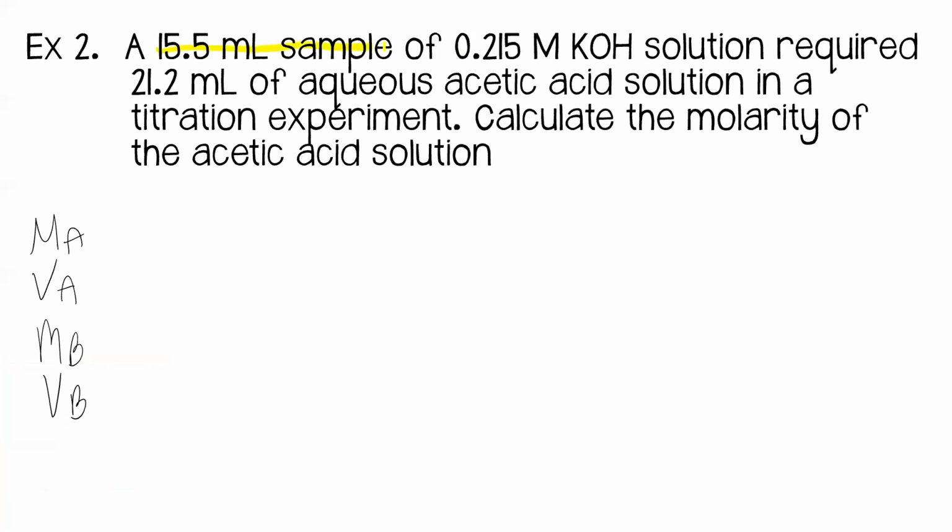A 15.5 milliliter sample of a 0.215 molar KOH solution, that's a base, so these numbers go with my base, required 21.2 milliliters of acid solution. Once again, calculate the molarity of the acid, specifically acetic acid, which is also commonly known as white vinegar. So once again, I don't know my molarity of acid, but I do know my volume of acid, and I know my molarity of my base.